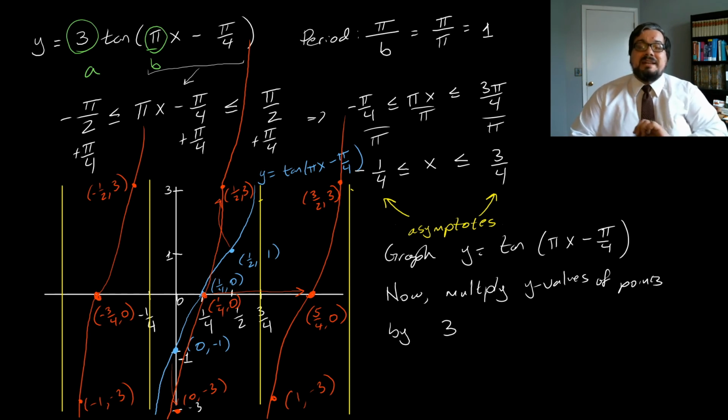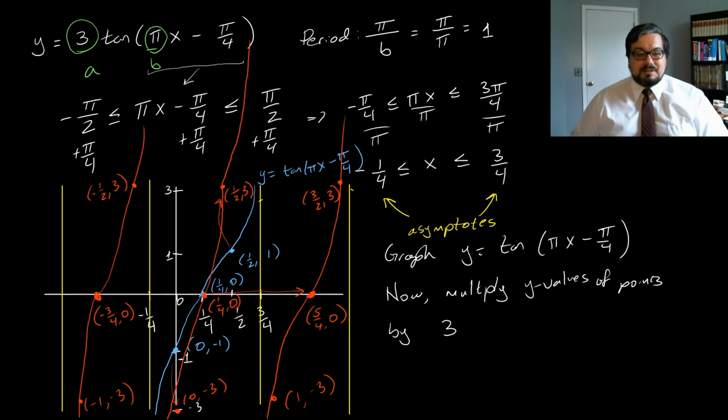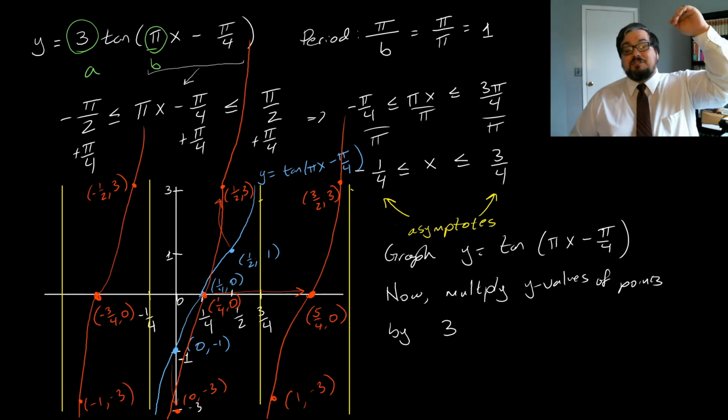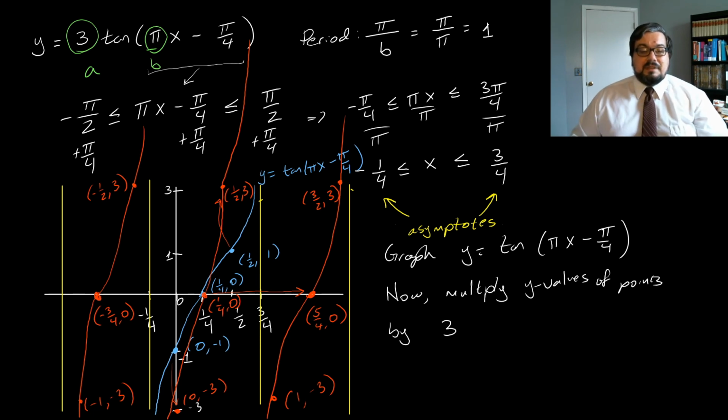Now, if a were negative, then when you multiplied the y coordinates of these points by a, they would flip around to the other side of the x-axis. So while each of the branches of tangent are increasing, if your a value in front is negative, then each of the branches will be decreasing instead, because everything's been flipped over the x-axis.